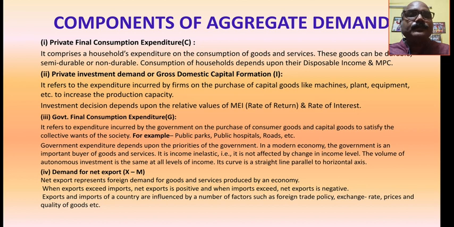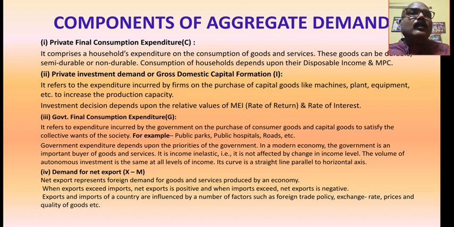Now, this consumption of household depends upon two things. One is their income and one is MPC. MPC means marginal propensity to consume. So, what is this marginal propensity to consume? We will discuss it later under the consumption function. So, this is the first component, that private final consumption expenditure means it is the consumption expenditure of the household for the semi-durable goods and non-durable goods.